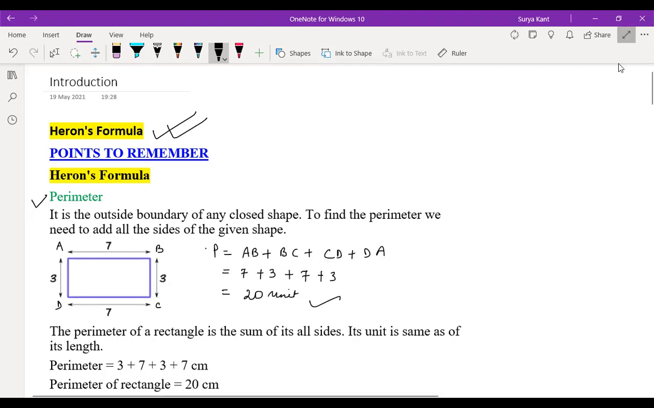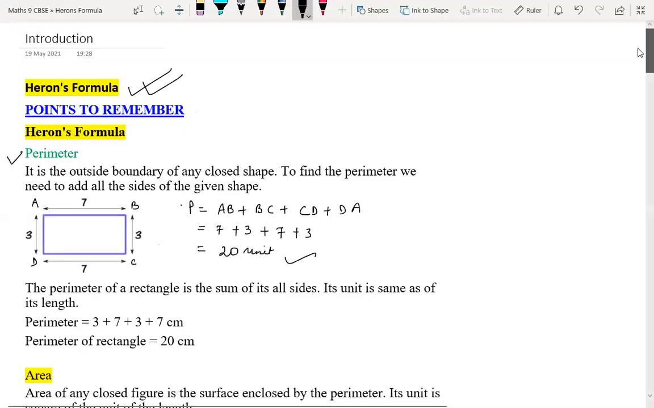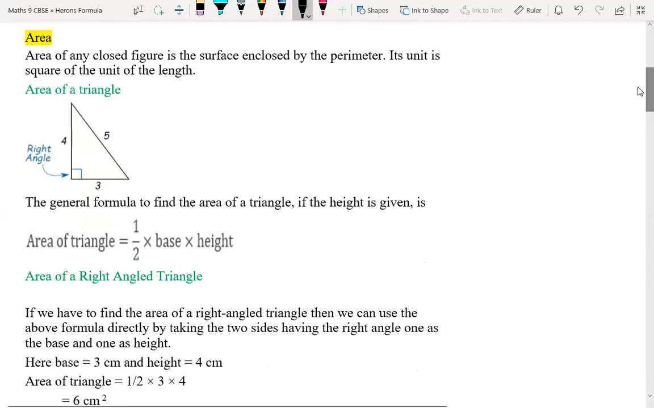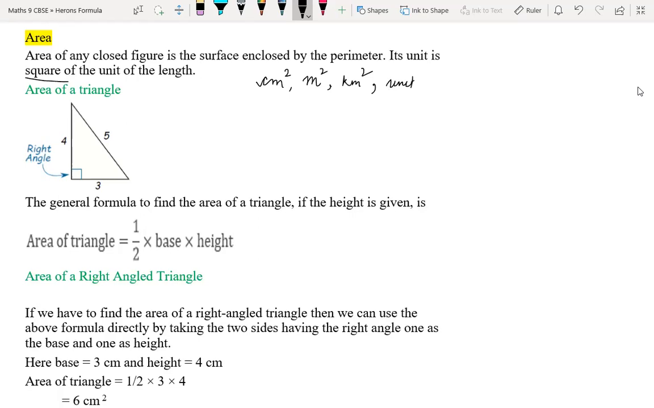So the next part is area. Area of any closed figure is the surface enclosed by the perimeter. If the surface is enclosed, then only you can find the area. Its unit is the square of the unit. If they've given centimeter, they write centimeter square. If meter, meter square. If kilometer, kilometer square. And if the unit is not given, simply write unit square.